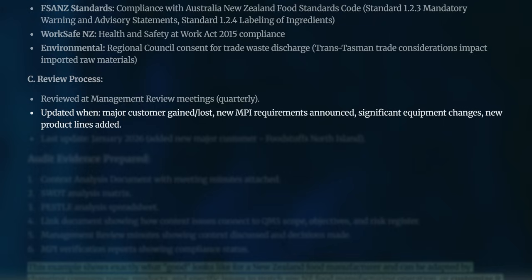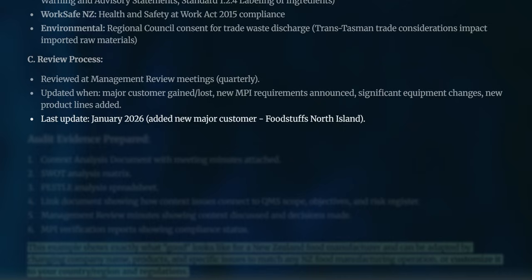And those are similar update requirements as per the standards. So when you gain or lose a customer, you need to update. When there are new requirements from your local regulatory, you need to update. And when you have an equipment change, you need to update. And also when you introduce a new production line, you also need to update. So you need to state it in a similar fashion. And the last update also needs to be stated. In our exemplar company, the last update was January 2026, when they added a new major customer, which is Foodstuffs North Island, for example. Also, you need to state the last time you updated your context.